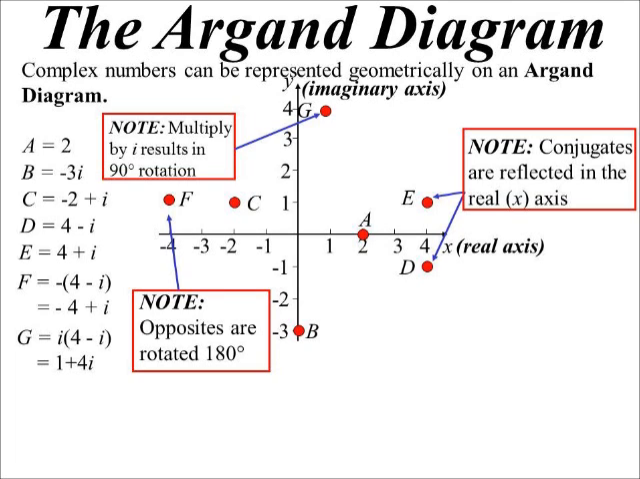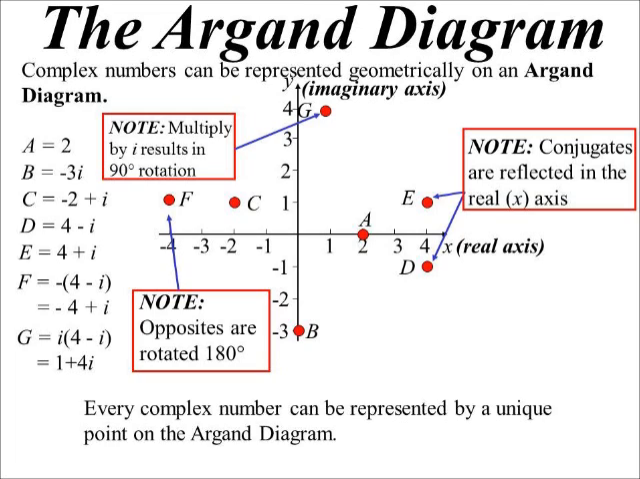Multiply by another i, so I'm now multiplying by minus 1, another 90 degrees. And then I could do it again, and so on. So every single complex number has a unique position on the Argand diagram. There's only one complex number for each point.